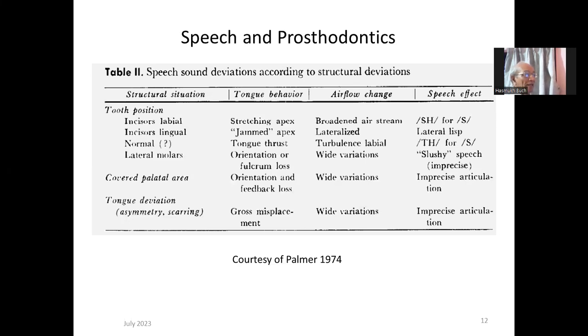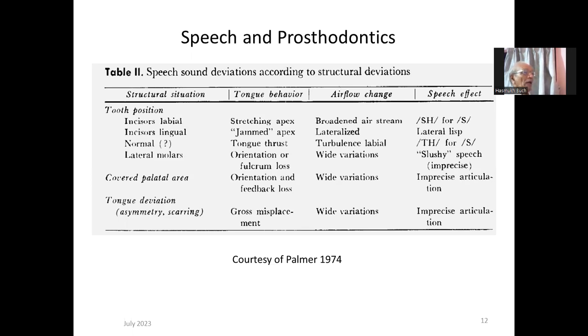Otherwise, there may be what is called pronunciation of SH for S. There may be what is called lisping. And here, other words are used: slushy speech, imprecise speech, imprecise articulation. Like that.